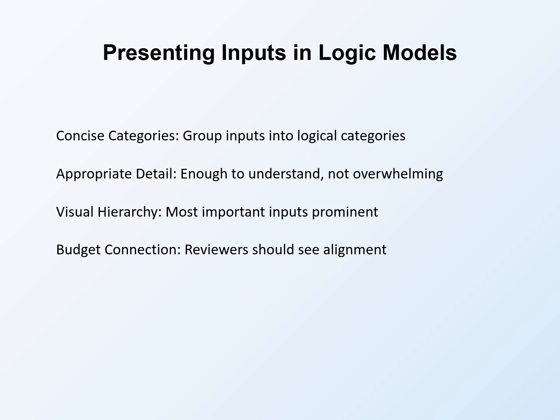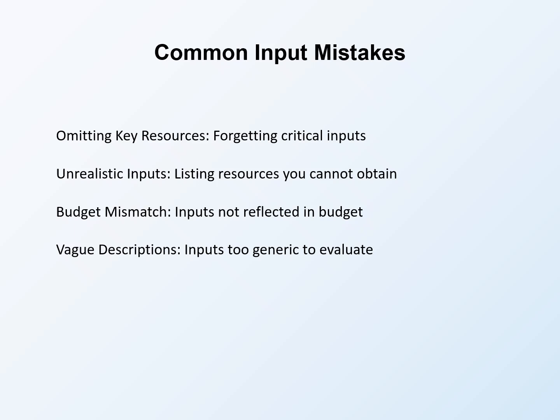Disconnects between what the logic model claims you will use and what the budget actually funds raise serious questions about proposal quality. Several common mistakes undermine input sections and reduce your proposal credibility with experienced reviewers. Omitting key resources occurs when critical inputs are forgotten or overlooked during planning. Staff for essential functions, facilities for planned activities, or materials required for implementation might be missing from your logic model. Review your inputs systematically against your activities to ensure completeness and identify any gaps.